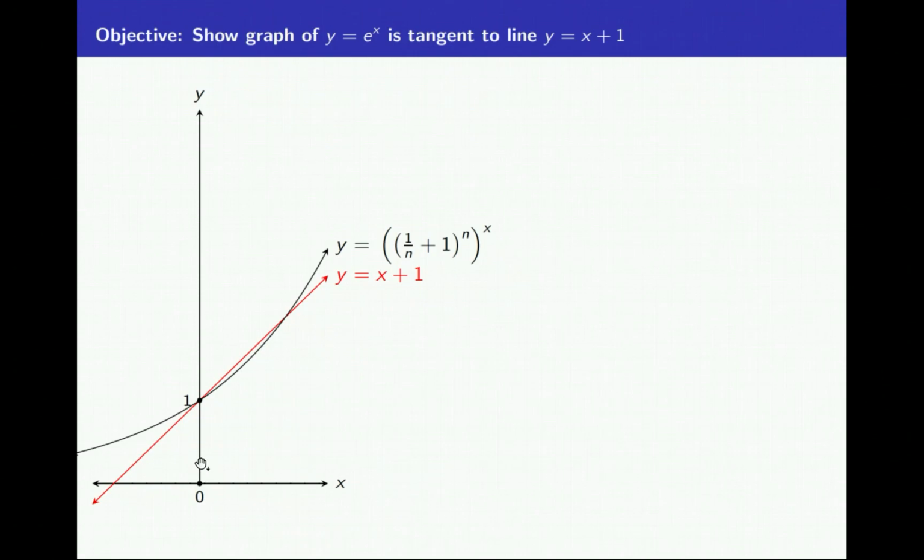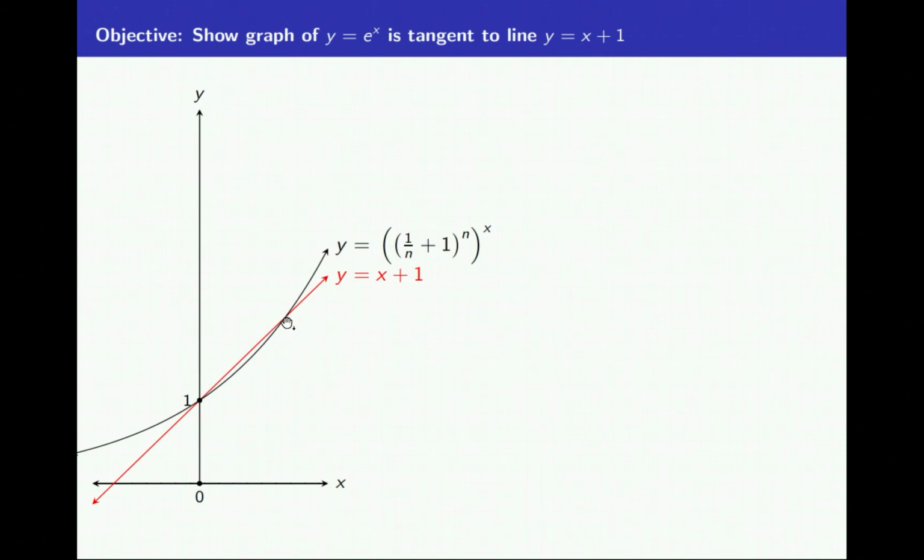At x equals 0, these two graphs intersect. They both give a y value of 1. If you plug in 0 to y equals x plus 1, you get y equals 0 plus 1, which is 1. And if you plug in x equals 0 to this exponential function, you have this base to the power of 0, which is also 1. So the two graphs intersect at x equals 0.